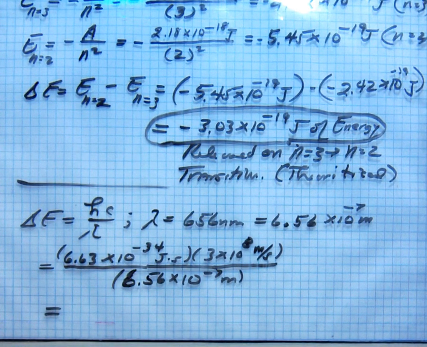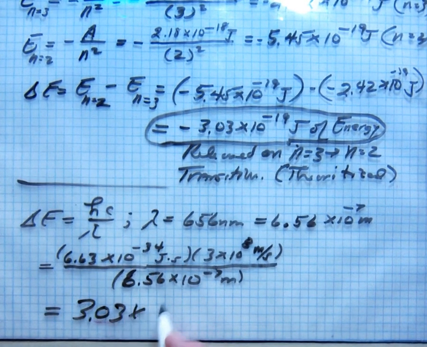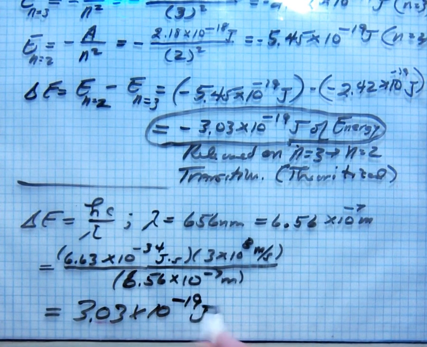Okay, so we got 6.63 times 10 to the minus 34 times 3 times 10 to the 8th equals, and then divide that by 6.56 times 10 to the minus 7. We get 3.03 times 10 to the minus 19th of a joule.